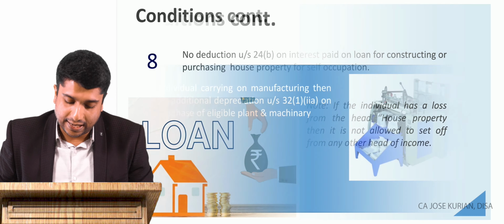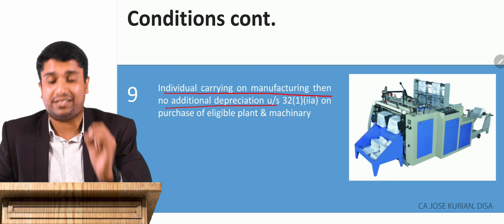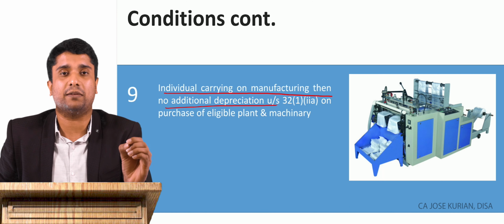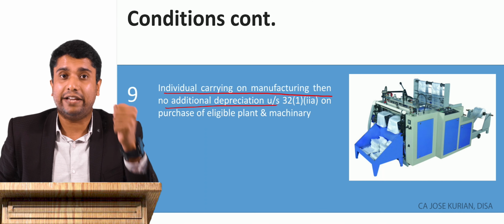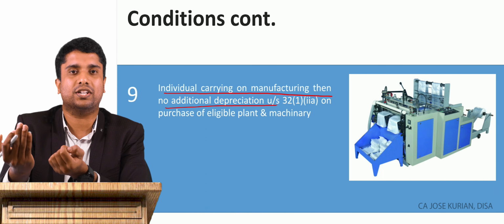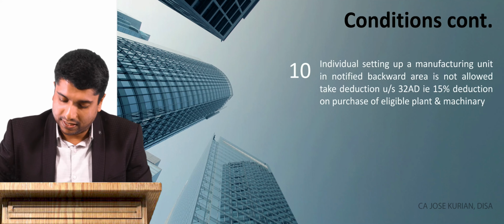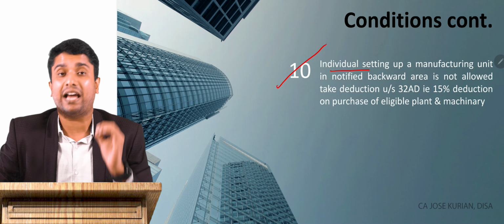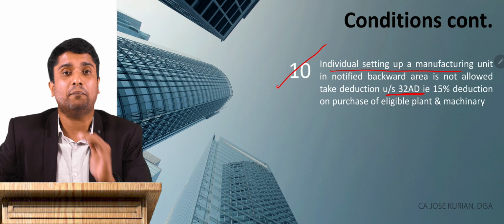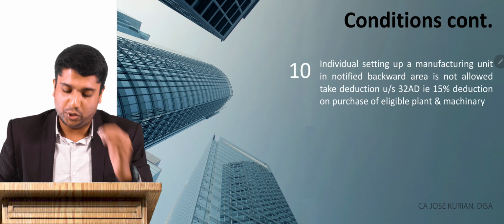That's what they're saying. And condition number 9, if you are an individual carrying on manufacturing, then no additional depreciation under section 32(1)(iia) for the purchase of eligible plant and machinery. That means for the purchase of eligible plant and machinery, if you are an individual who is carrying out manufacturing, then you are eligible for additional depreciation, right? You have to give up that additional depreciation for taking out the benefit under 115 BAC. Condition number 10, you are an individual setting up a manufacturing unit in a notified backward area which is mentioned under 32 AD, then that 15% deduction on your eligible plant and machinery, you have to give up that deduction for taking out new slab rates.